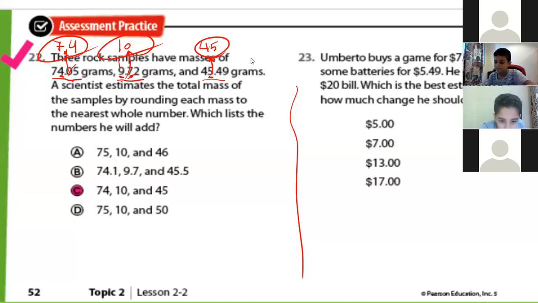Hurry up. Number 23. Umberto buys a game for $7.89 and some batteries for $5.49. He pays with a $20 bill. Stop, Omar. Open for Muhammad Mahmoud.